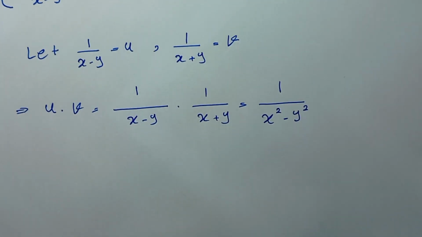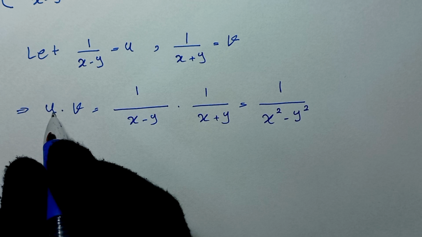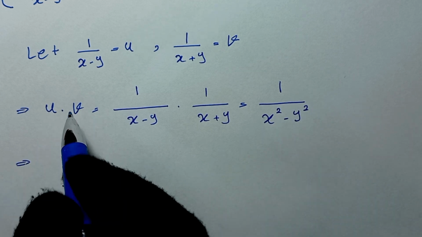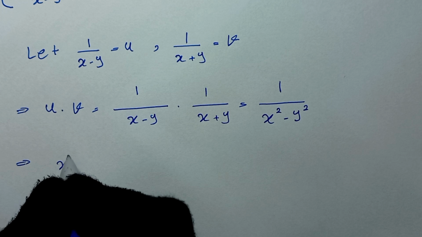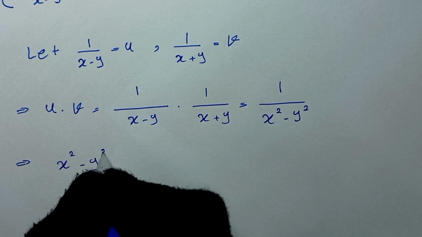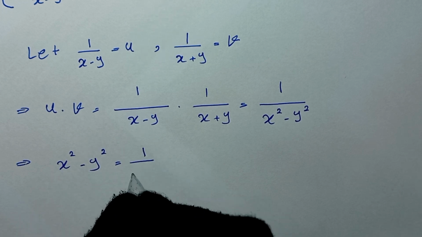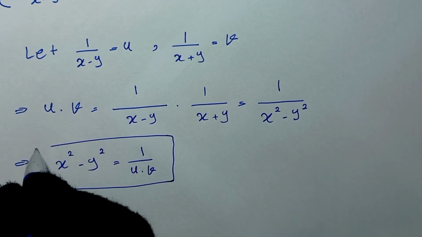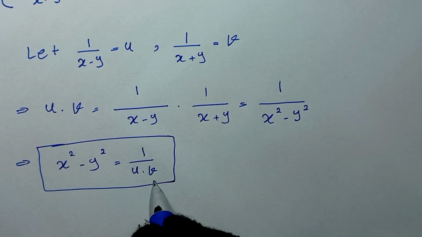So in here, uv is 1 over x squared minus y squared. So we reverse both sides of this equation and it will be x squared minus y squared is equal to 1 over u times v. So we want to find the value of 1 over u times v.